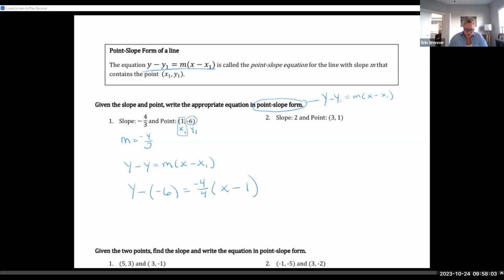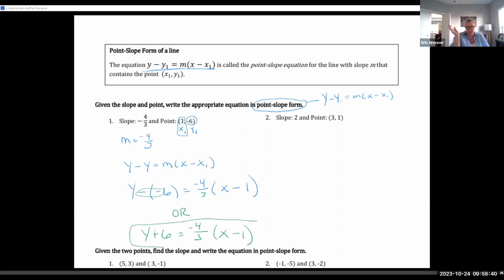That's perfectly okay. You can also change it by recognizing that when I have a double negative in a row, it's an option. You can reduce it this way. You can rewrite this as y plus 6 equals negative 4/3 times x minus 1, okay? So you can have y minus a negative 6 and leave it that way, or you can change that minus a negative 6 into y plus 6. And so then this is the final form.